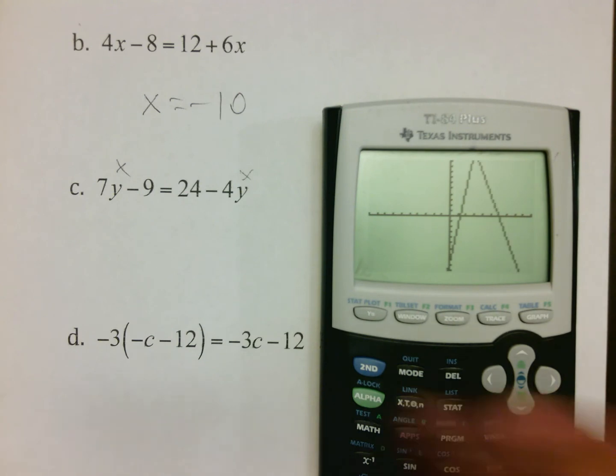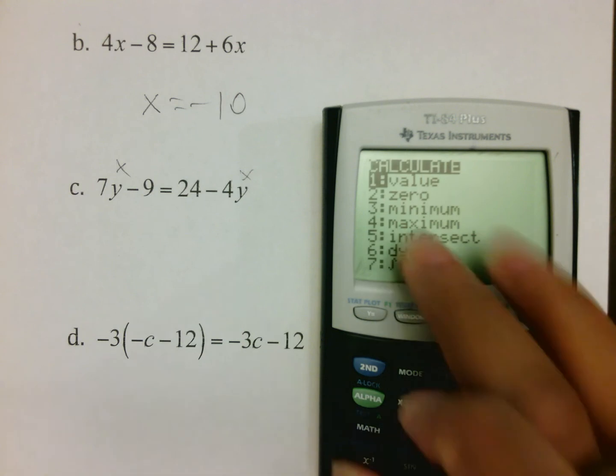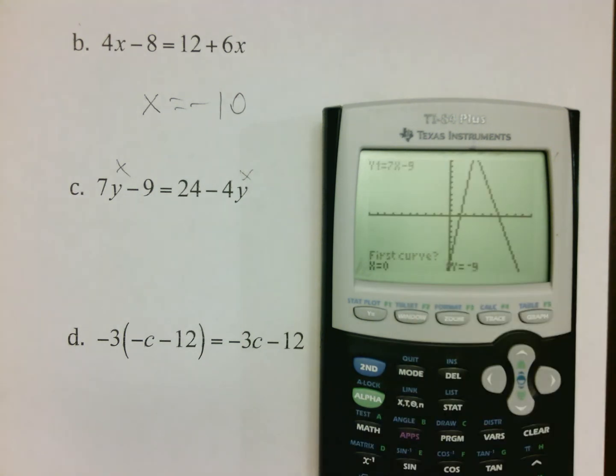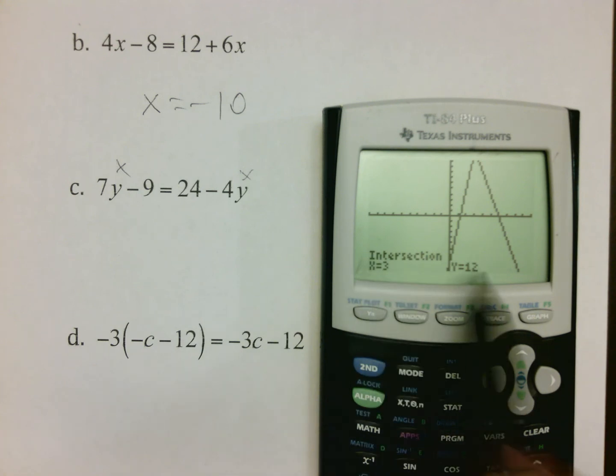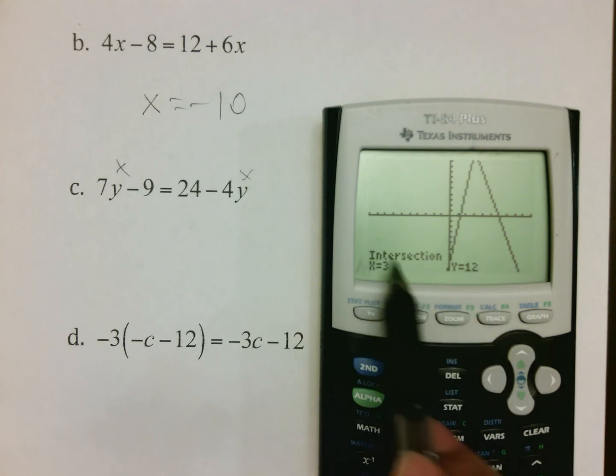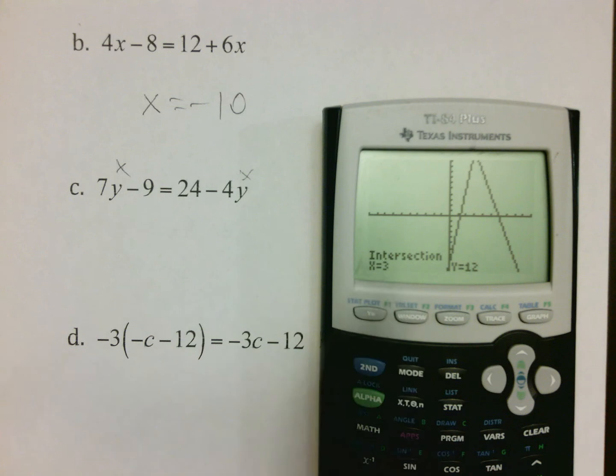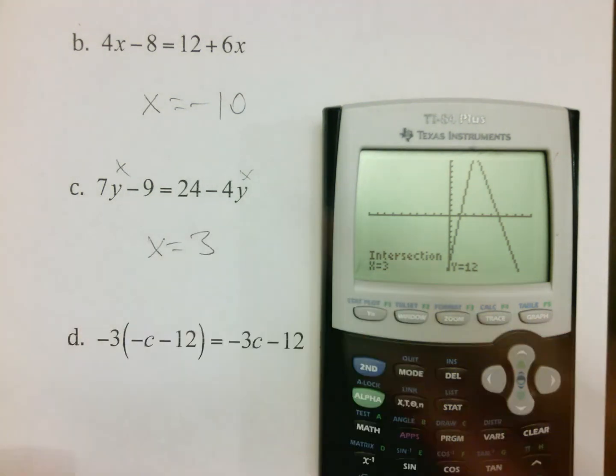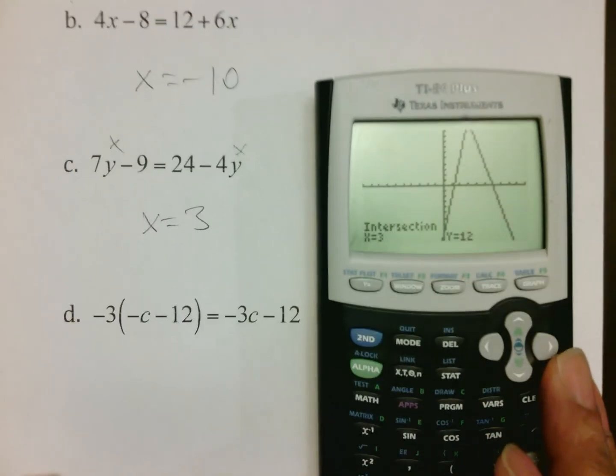Once it is finished, hit second trace, choose option number 5, enter, enter, enter, and you see that our answer is, again, we don't care about that because we are assuming everything is x. Your answer will always be right here. So x equals 3. That is the answer we are looking for.